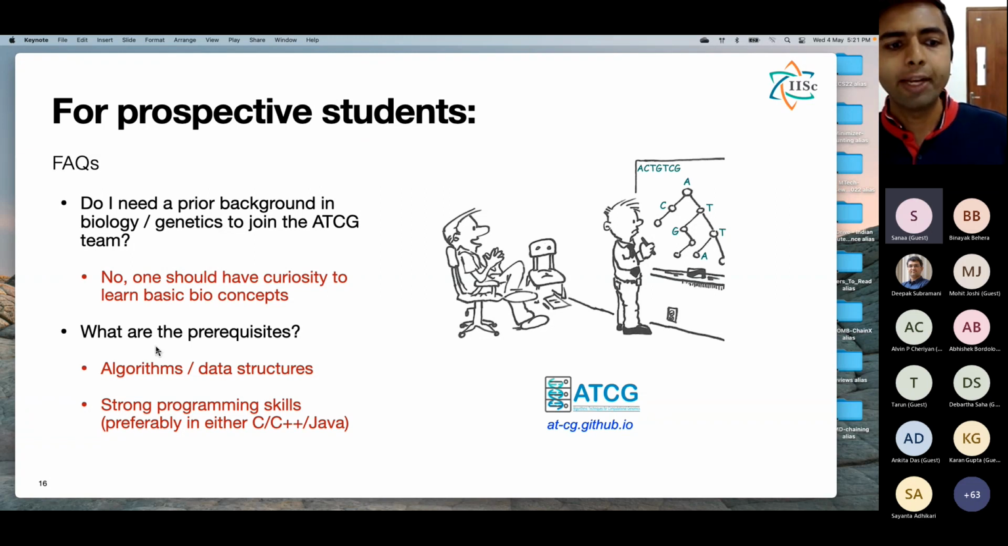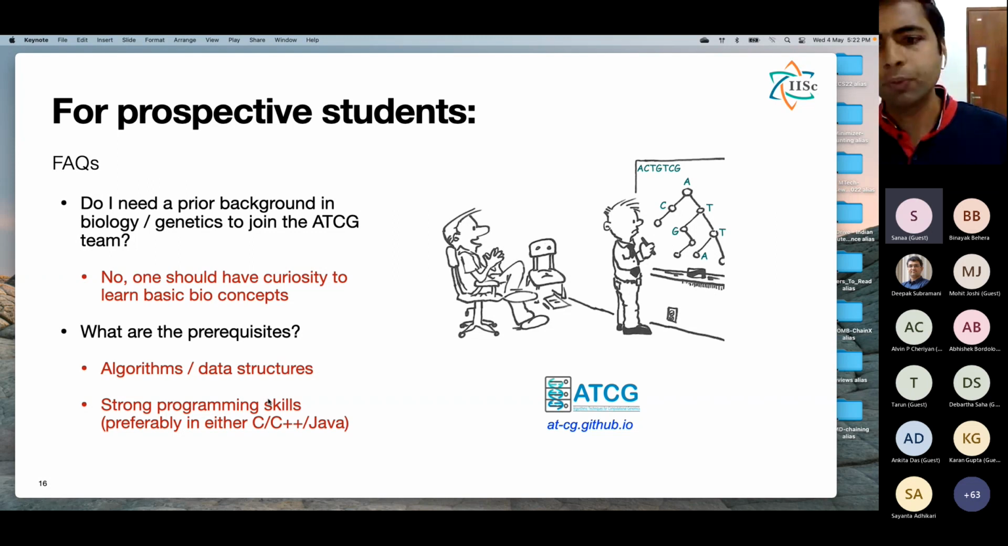The prerequisite for joining this lab is that we are looking for students who have a strong background in algorithms and data structures, as well as strong programming skills, preferably in C, C++, or Java. The reason for these languages in particular is that when we are working with large amounts of data, we need to develop software that can scale. And often these are the languages which we have to use to develop scalable software.